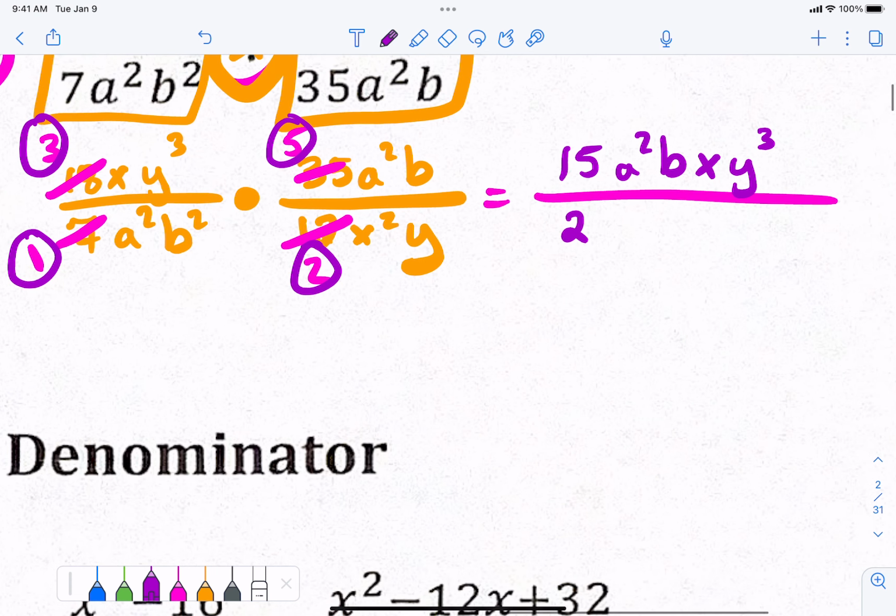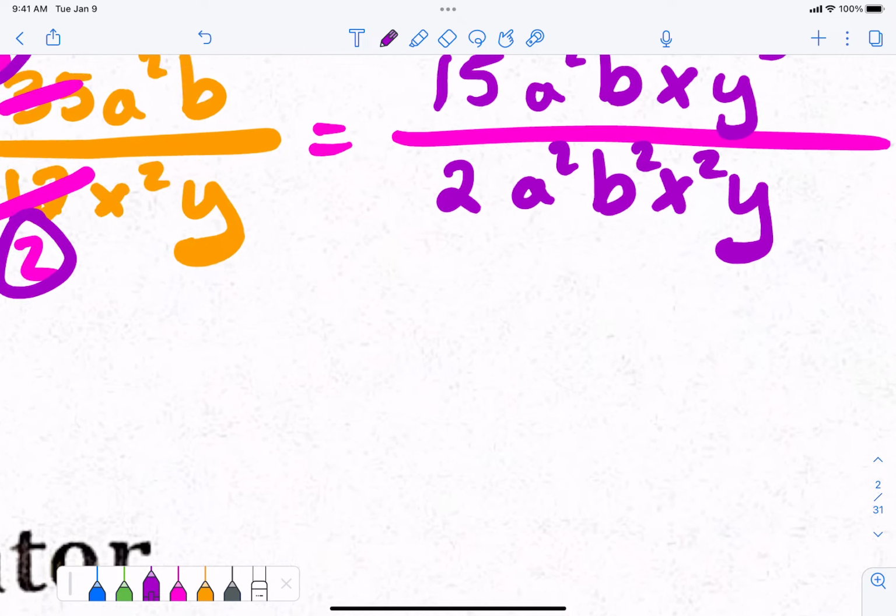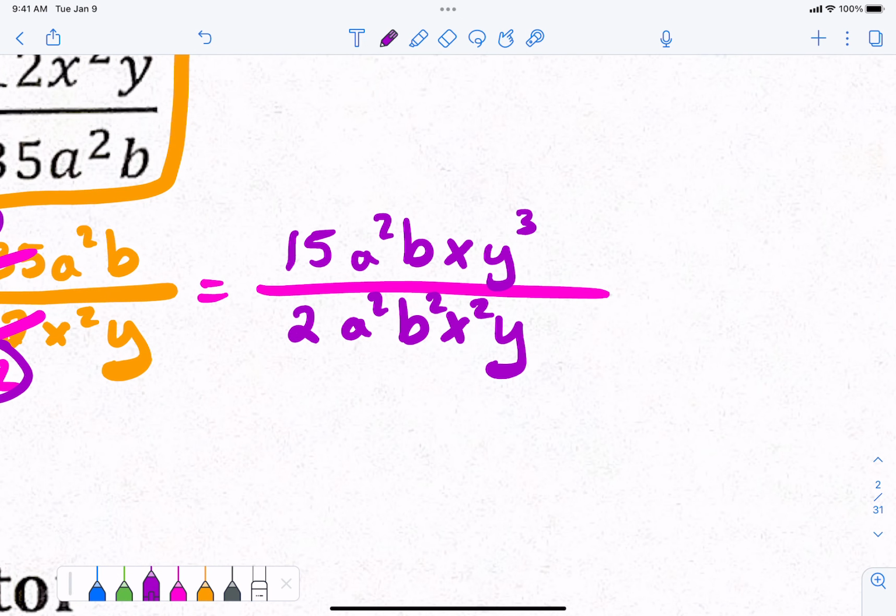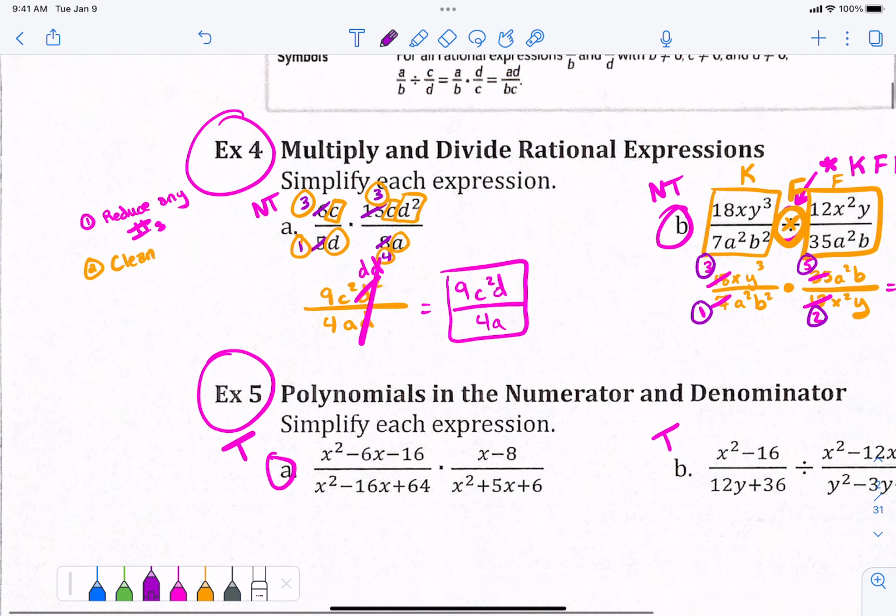And then we've got A squared, B squared, Y squared. Okay. Now we're going to do our final step. I didn't list a final step over here. Number 3, finish canceling. If you need a final step, finish canceling.